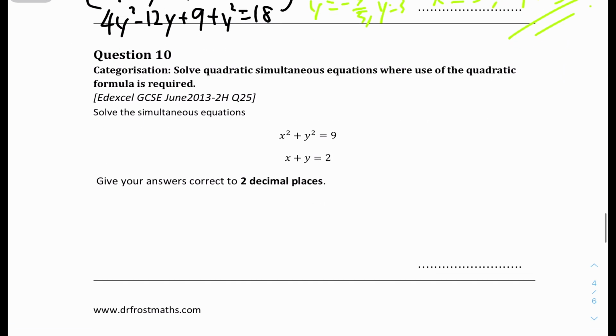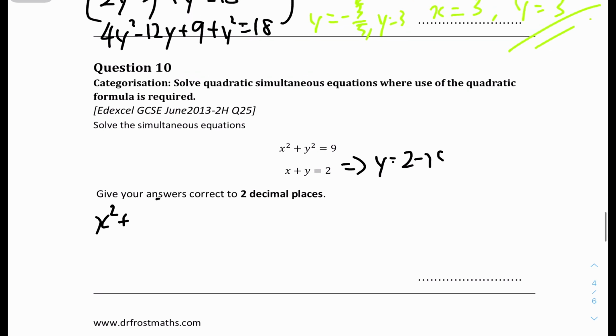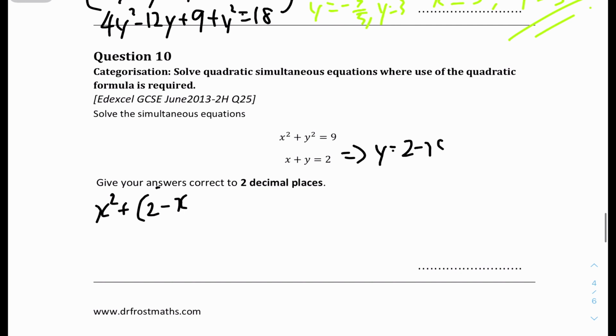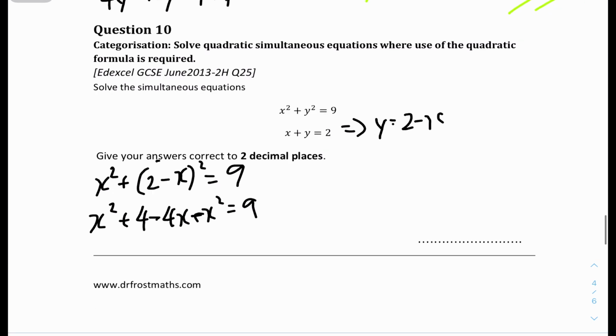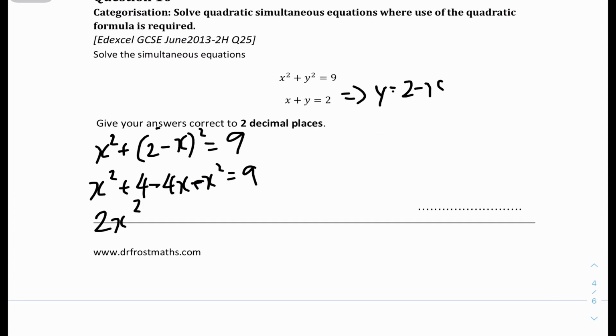So at this point, these are the values. And moving on to question 10, we have to solve the simultaneous equation, giving the answers to 2 decimal places. So we can just do substitution. We do y equals 2 minus x. So it'll be x squared plus 2 minus x squared equals 9. So it'll be x squared plus 4 minus 4x plus x squared equals 9. Simplify to get 2x squared minus 4x minus 5 equals 0.